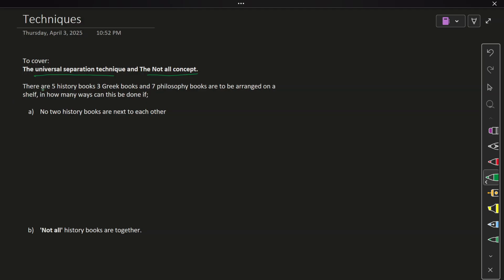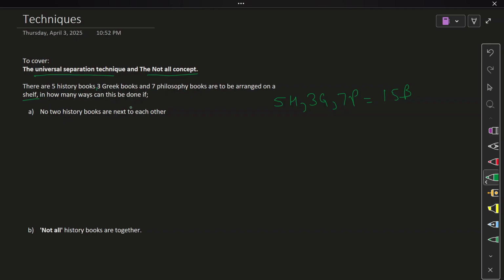With this question, by the way, we'll cover both these things. Brilliant question. There are five history books, three Greek books, and seven philosophy books. Good stuff. In total that is 5 plus 3 is 8, 8 plus 7 is 15. Okay, 15 books in total to be arranged on a shelf. So all of them are being arranged. I already know I'm supposed to think in terms of factorial and stuff.